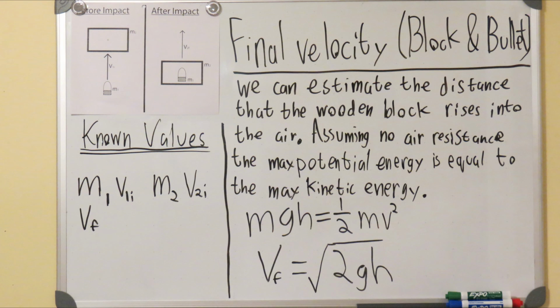We can estimate the distance that the wood block rises into the air. Assuming no air resistance, the max potential energy is equal to the max kinetic energy. We can use the formulas for maximum gravitational energy and maximum kinetic energy and rearrange for velocity to find our final velocity after the bullet hits the block.